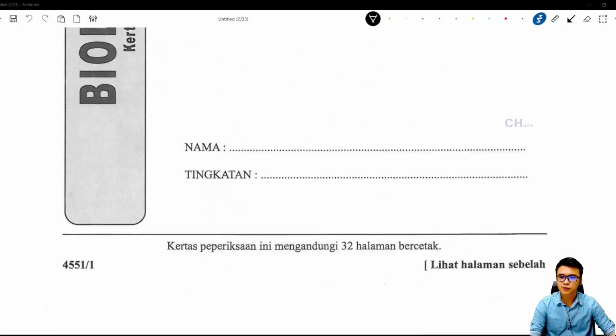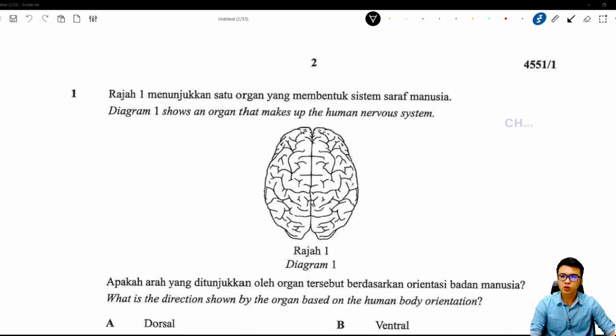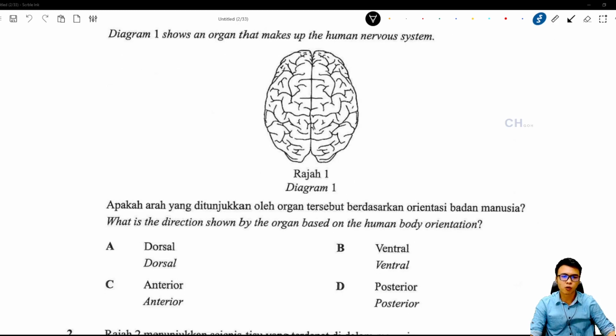Let's do this. Okay, so guys, look at question 1 here. Diagram 1 shows an organ that makes up the human nervous system. This is the brain. We are trying to look at the brain from the God view. That means we are going to look at the brain from these directions. So what is the direction shown by the organ based on the human body orientations?